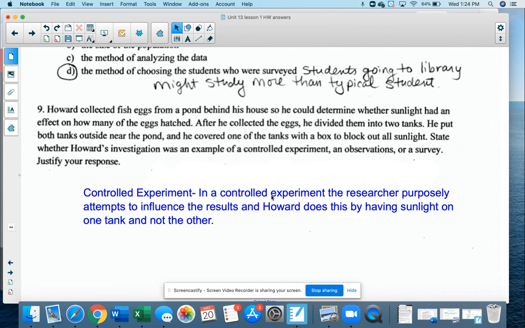Remember, in a controlled experiment, the person doing the study or the experiment purposely attempts to influence the results. He was not just observing. He was controlling which of the tanks got sunlight and which didn't. So by doing this, this was a controlled experiment.